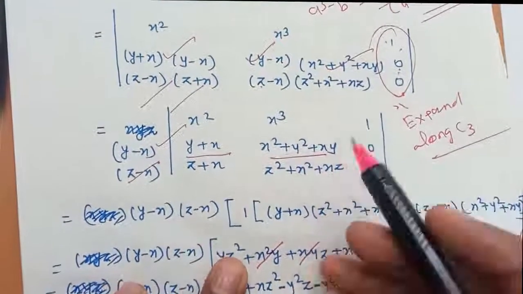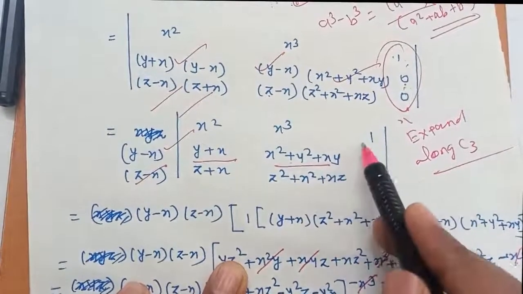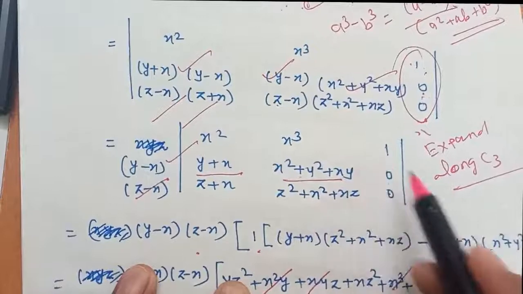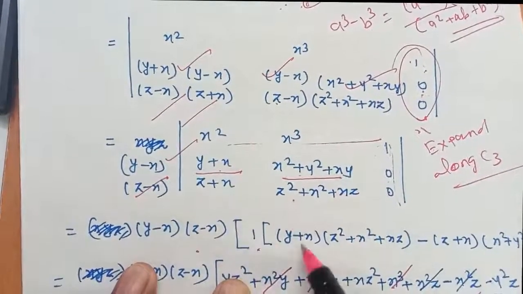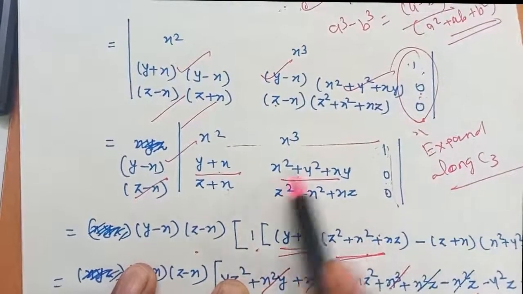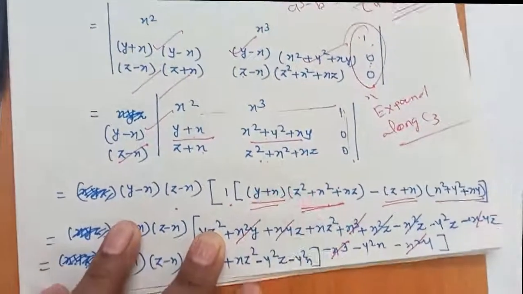Once you take the common out, it's easier now. Expand it along C3 here. So this is as it is. This is 1, so we have to leave this row and leave this column. So this into this will come: y plus x into z square plus xz, minus this into this will come, so z plus x into x square plus y square plus xy.